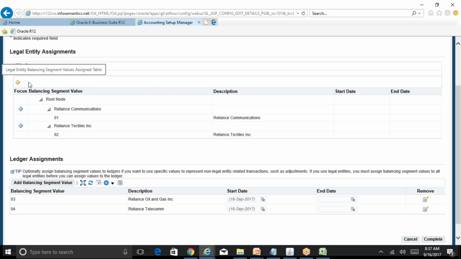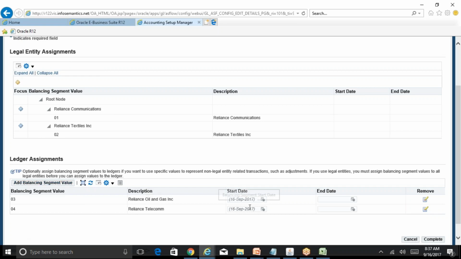But if somebody asks what are the company codes allowed under the INR ledger, based on this example you can say 01, 02, 03 and 04. So to answer your question, this is the screen which tells you what the legal entity assignments are and what the ledger assignments are.